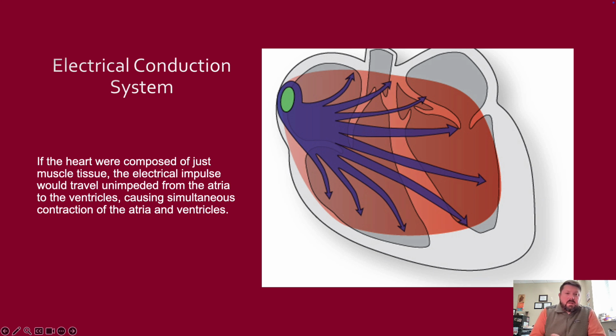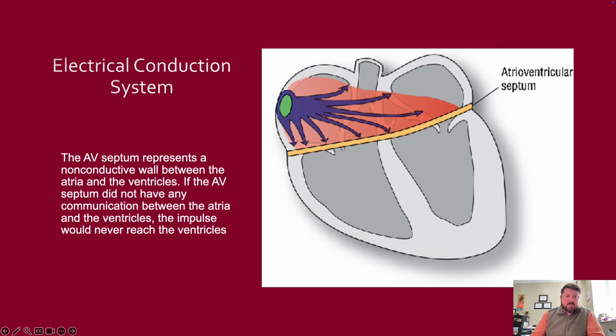If the heart was just composed of muscle tissue, the electrical impulse would travel unimpeded from the atria to the ventricles, causing simultaneous contraction of the atria and the ventricles. And so for this case, we have the electrical conduction system to prevent that, and the AV septum, the atrioventricular septum. So the atrioventricular septum, which is shown right here, represents a non-conductive wall between the atria and the ventricles.